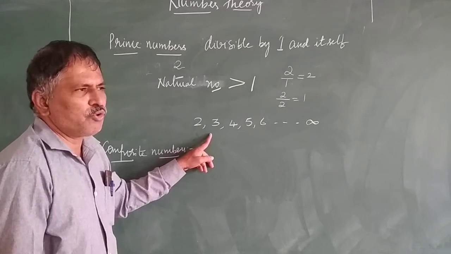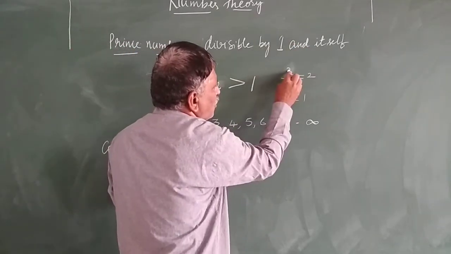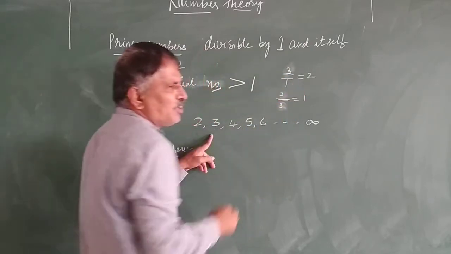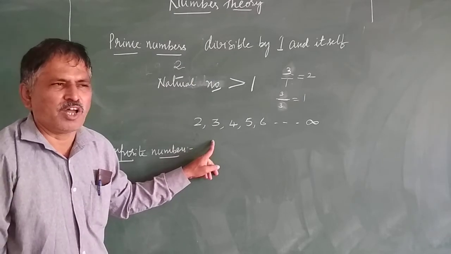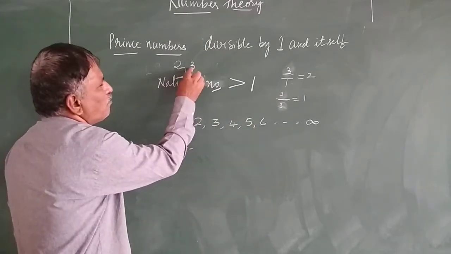3, what can I do? I can divide 3 with 1. I can divide 3 with itself. 3 I can divide with 1 and with itself. So 3 is a prime number.